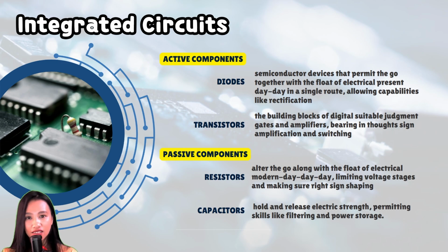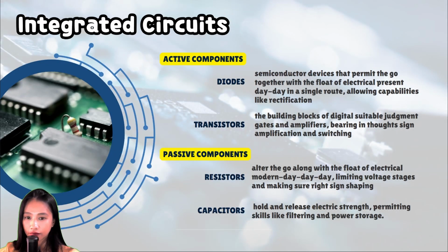May dalawang klaseng components. Actually, tinawag siyang active component because it's doing something with the electricity. Meron ditong diodes and resistors. Yung diode is like a highway, one-way na highway natin. And transistors are the traffic controllers. For example, pwede ring amplifier. So, it depends kung ano yung use niya. They switch electricity on and off.